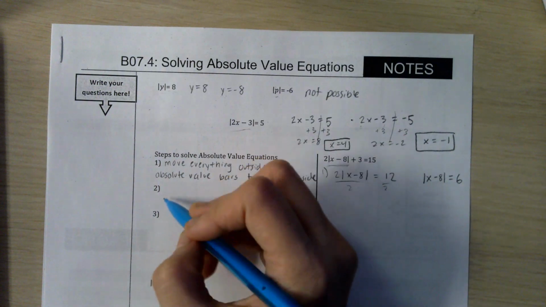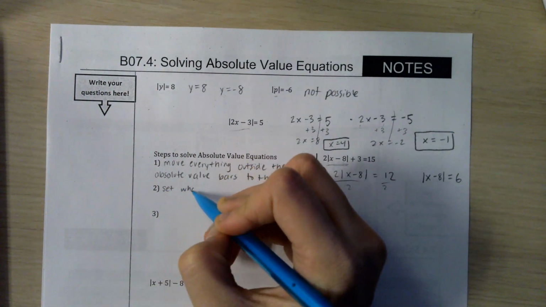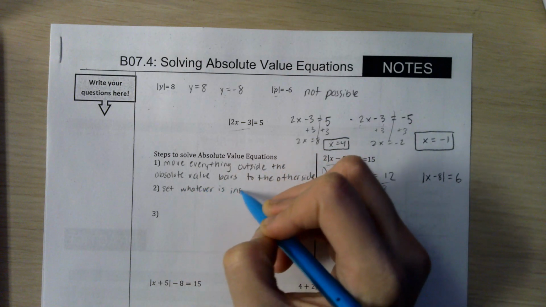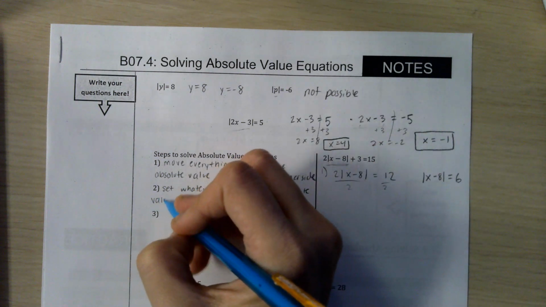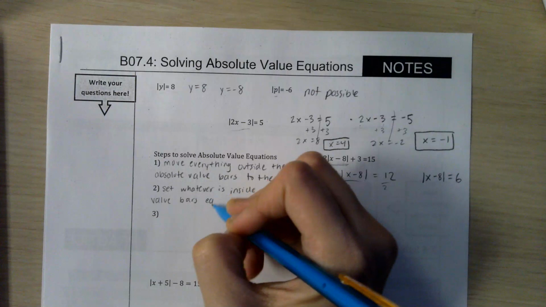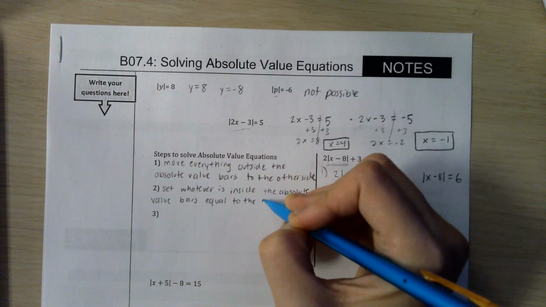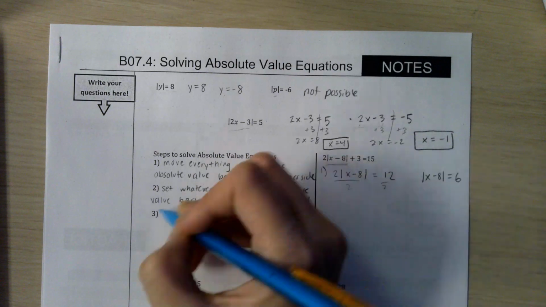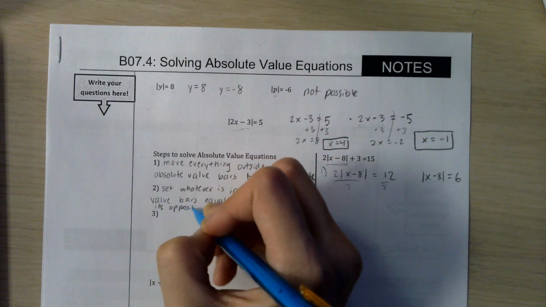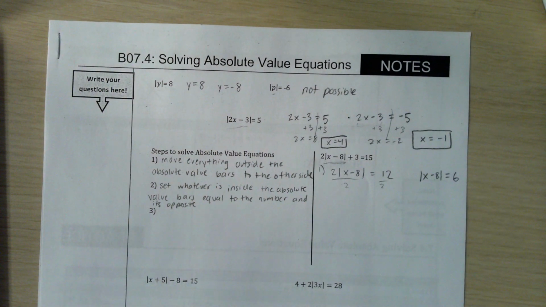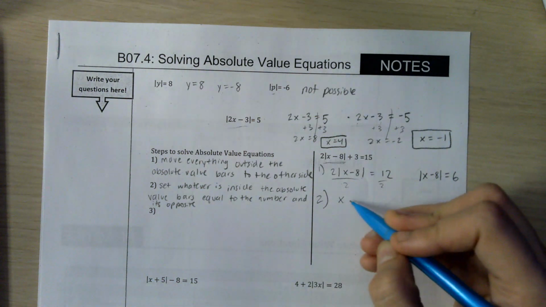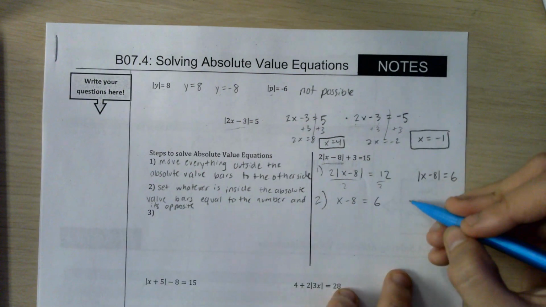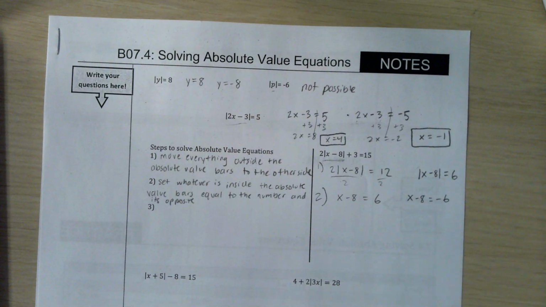All right, the next step is set whatever is inside the absolute value bars equal to the number and its opposite. So that's a lot of words, but essentially we're just taking what we got from step 1 and we're setting it to the number and then we're setting it to the opposite. So we're doing x minus 8 equals 6 and x minus 8 equals negative 6.